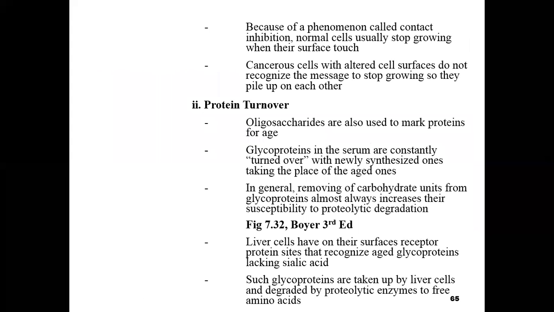Liver cells have on their surface receptor protein sites that recognize aged glycoproteins lacking sialic acids. Such glycoproteins are taken up by the liver cells and degraded by proteolytic enzymes to free amino acids.